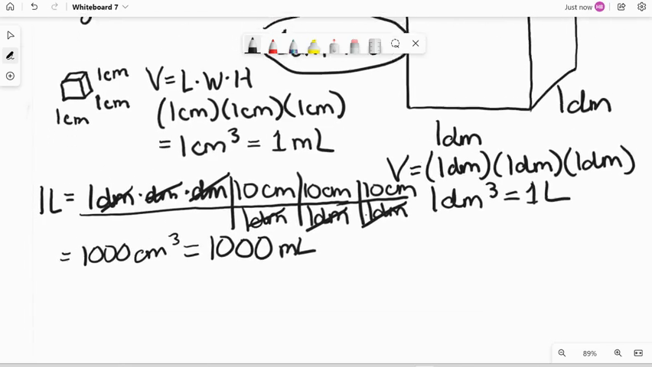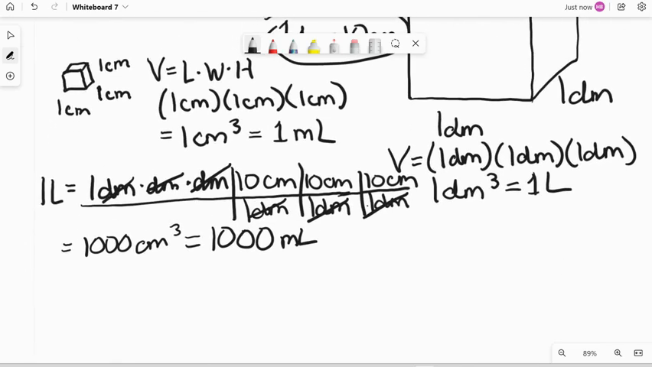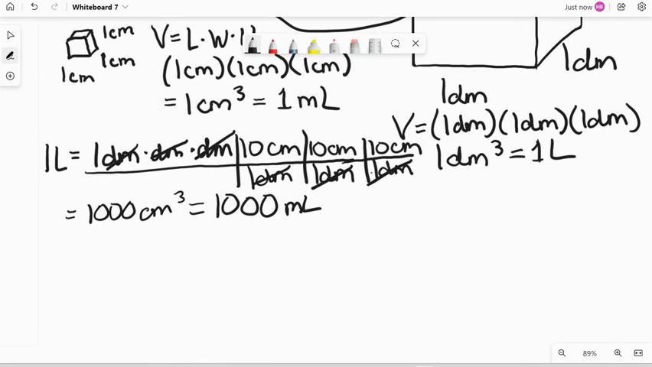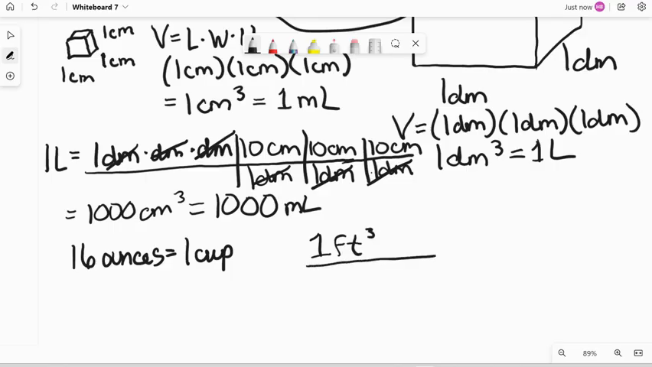Have you ever tried to do that with the English system? You guys think you like the English system, don't you? Do we know how many ounces are in a cup? 16. Okay. Can you convert that to cubic feet so we can get distance? Can we even convert cubic feet into cubic inches, which is what we'd want to do?